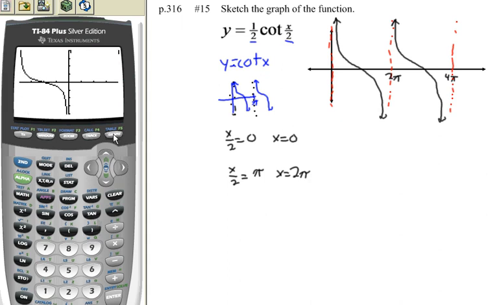So there's that curve. I can see there's an asymptote here at 0. There's an asymptote over here at 2 pi. And I've got the same kind of curve that we sketched by hand.